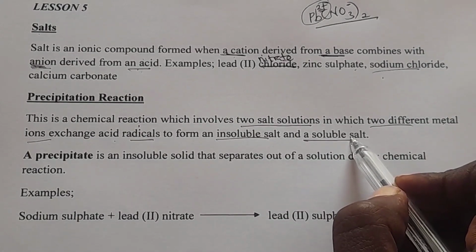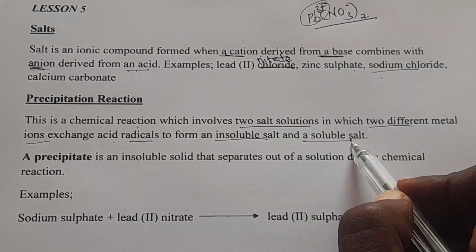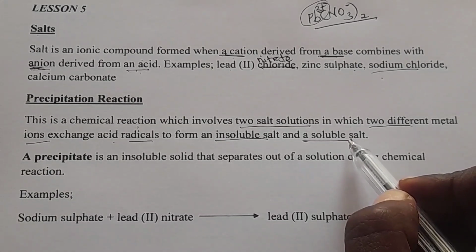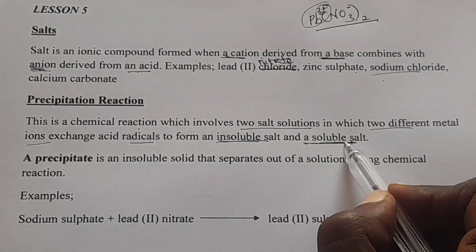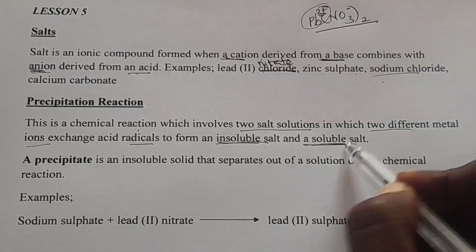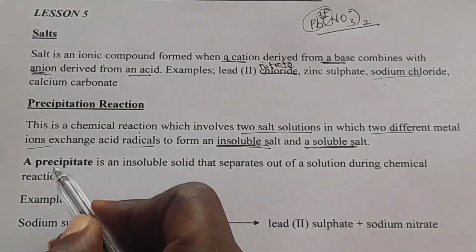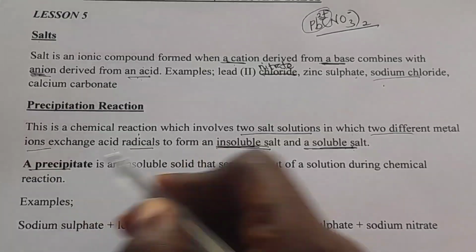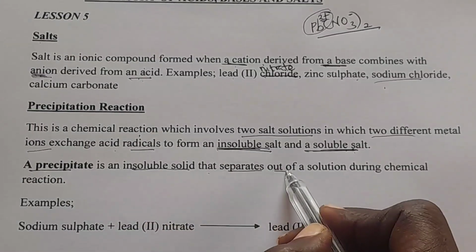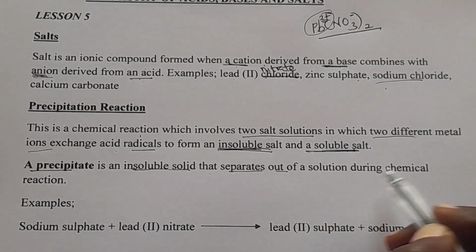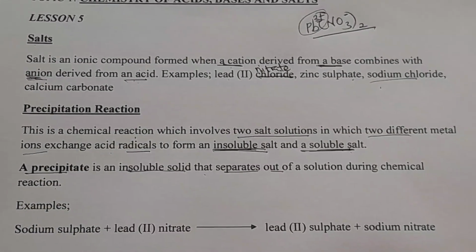Even back in Form 2, we said for a precipitation reaction, the condition is you are supposed to have two soluble salts, and of the products formed, one will be an insoluble salt and the other a soluble salt. On top of that, we said the insoluble salt is called a precipitate. So what is a precipitate? A precipitate is an insoluble solid that separates out from a solution during a chemical reaction. So if you are asked what a precipitate is, you know.